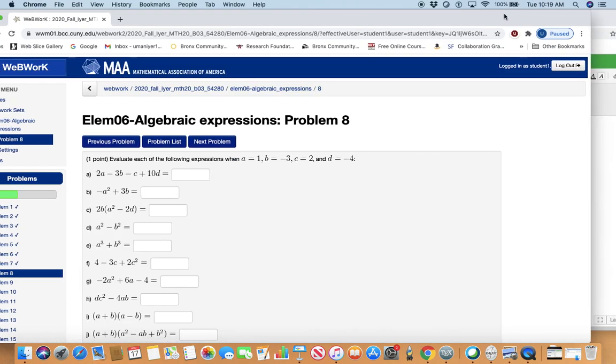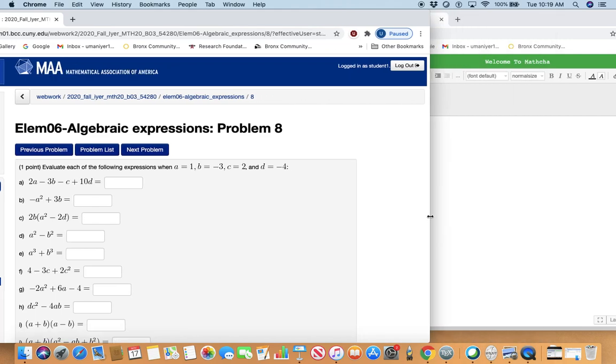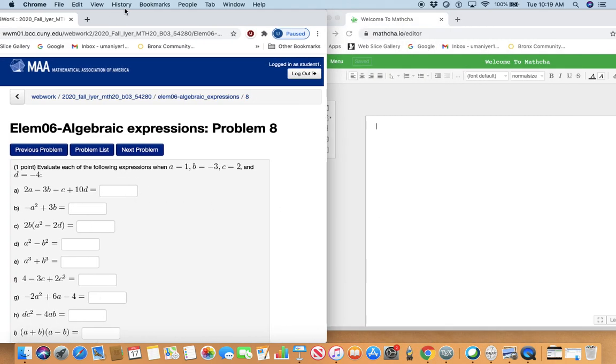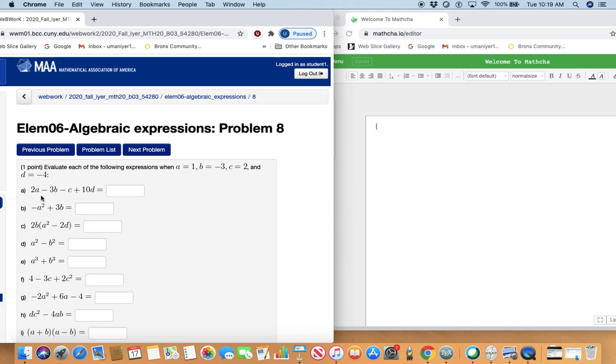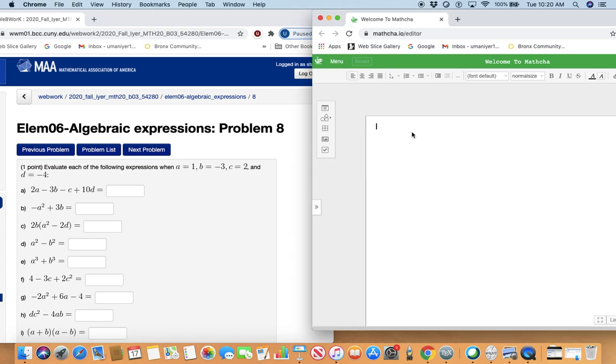Welcome back. Problem 8, elementary 06. There are many questions in this particular problem. You want to evaluate the following expressions. Wherever I see variables, I place parentheses. You see? Wherever you see variables, first place parentheses, then you fill in the parentheses with the values.